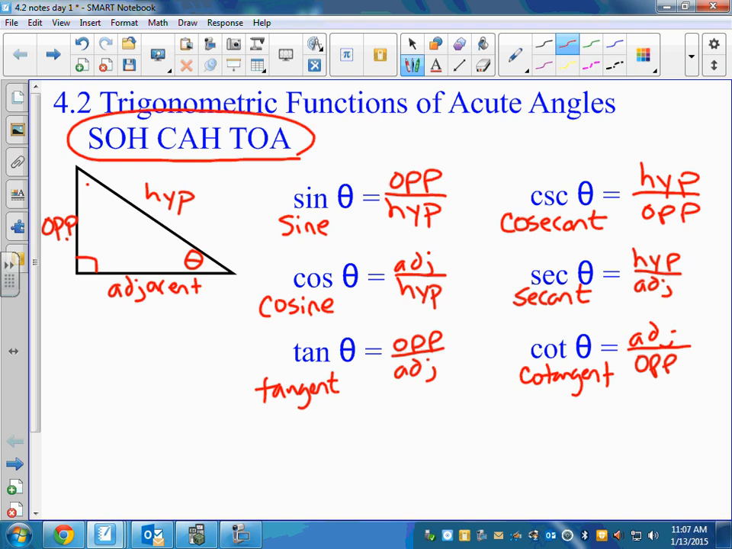Unfortunately, this doesn't spell out something cool like SOHCAHTOA. We try every year. This would be CHO SHA CAO. That sounds way cooler than SOHCAHTOA, but it's much harder to remember. So don't try to remember that.